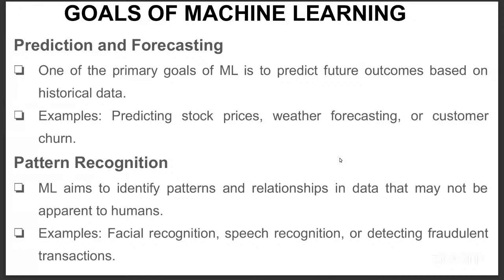Next, so that is prediction. The goal of machine learning is to predict and forecast. Next, pattern recognition. So identify patterns and relationships in data that may not be apparent to humans.